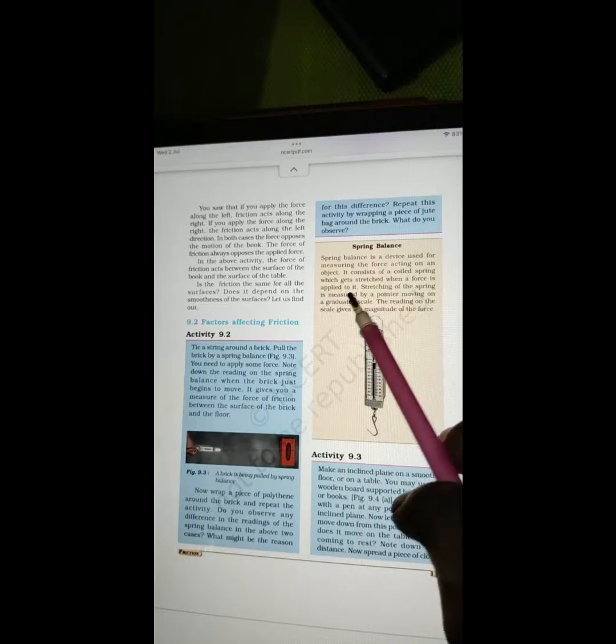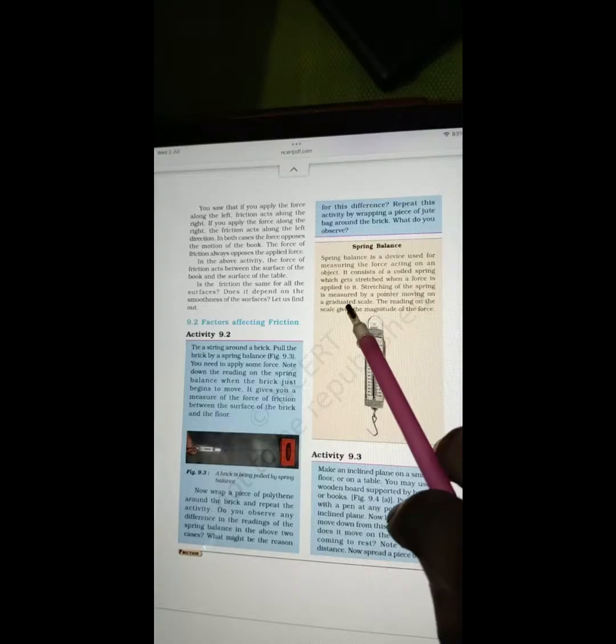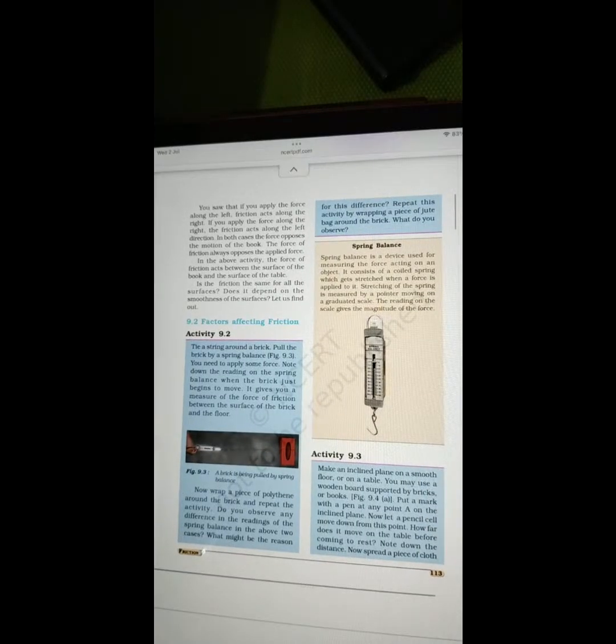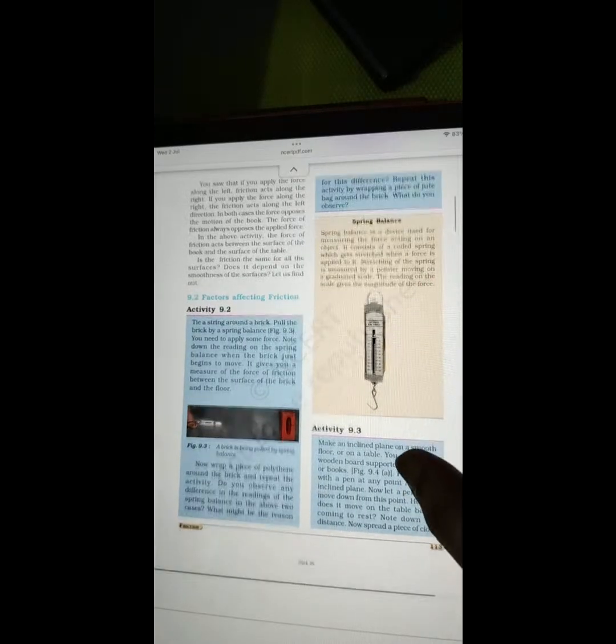It consists of a coiled spring which gets stretched when a force is applied to it. Stretching of the spring is measured by a pointer moving on a graduated scale. The reading on the scale gives the magnitude of the force.